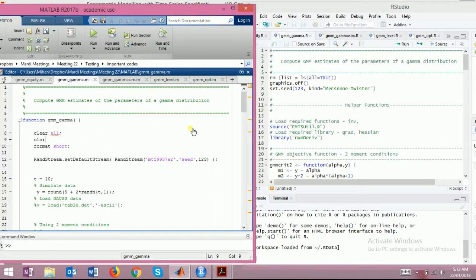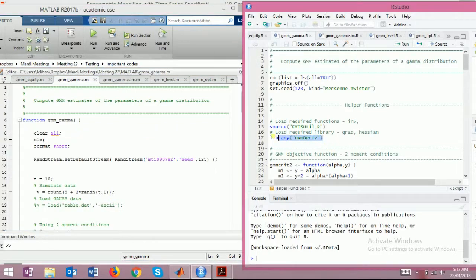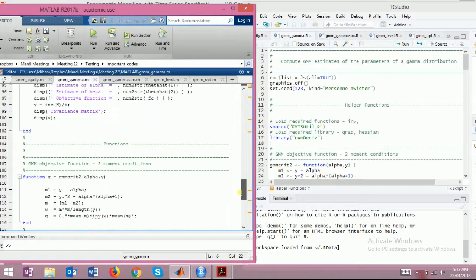So first again, we clear the workspace with rm list equals ls, then remove graphics, then set seed 1 2 3 with the Mersenne Twister generator. And then for gradient and Hessian we install the numDeriv package, and we also load the function emtsu TLR. Then we look for any local functions.